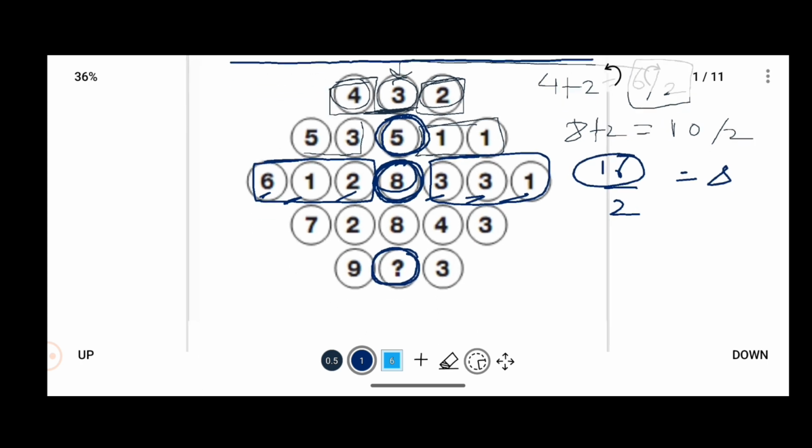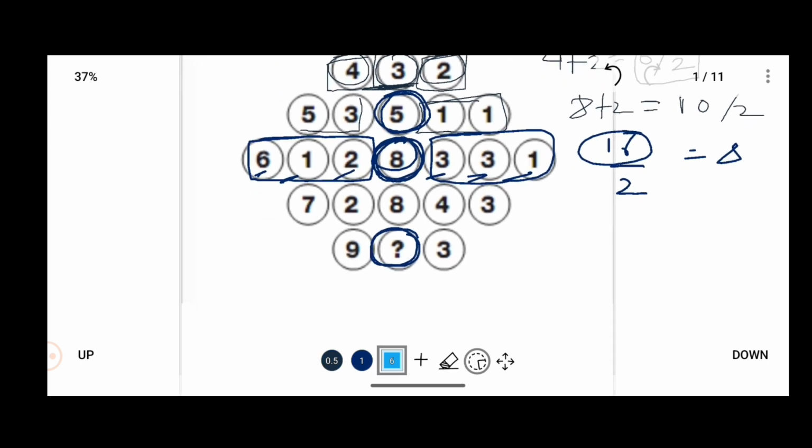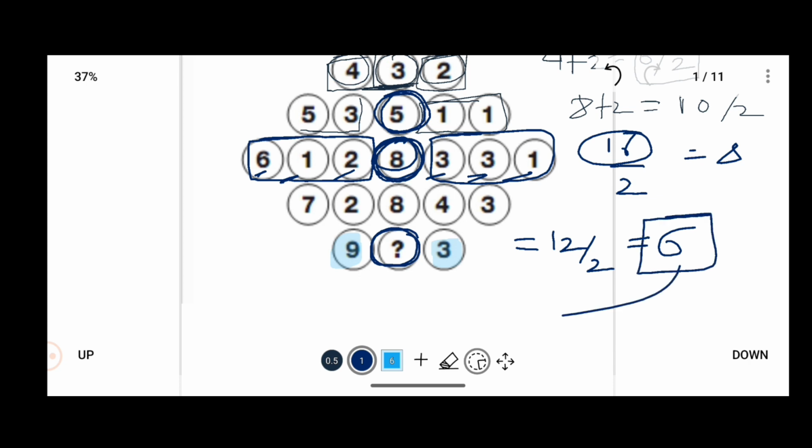So similar logic will work here as well. What you have to do, you have to add 9 then 3, which is equal to what? 12, and divided by 2, that would be equal to 6, and this is your answer. So those of you who have got 6 as the answer, congratulations, you have solved this puzzle. Now let's move to the next puzzle.